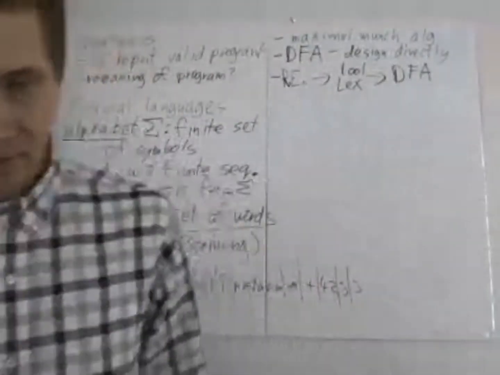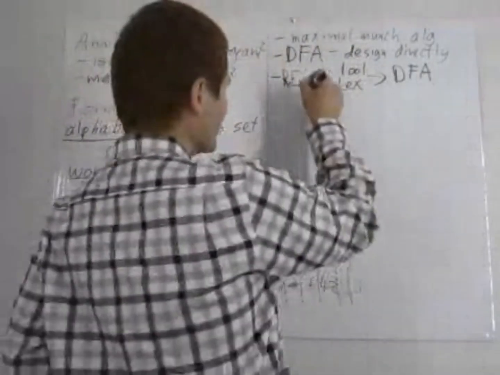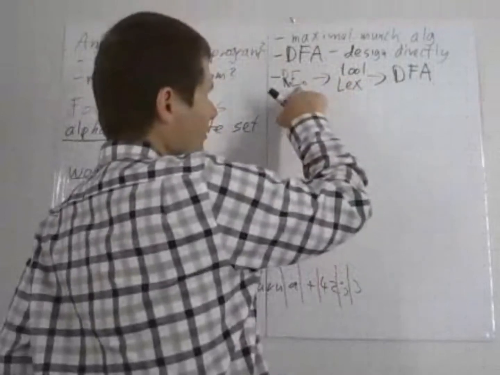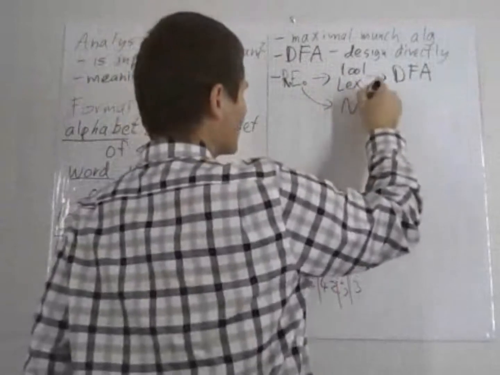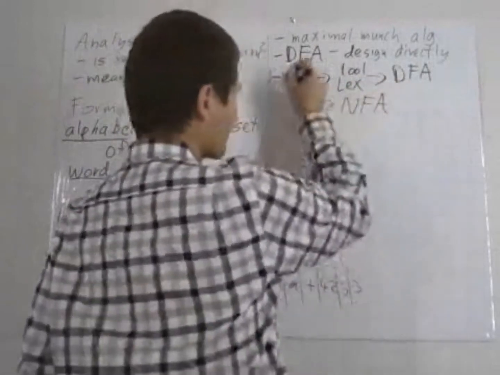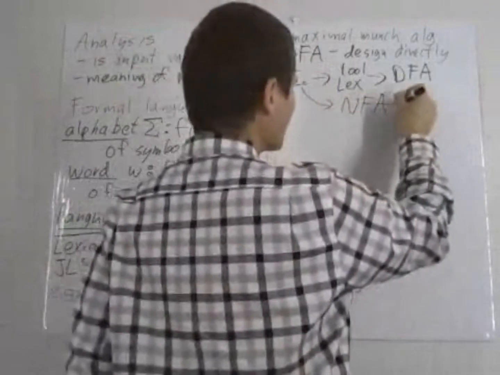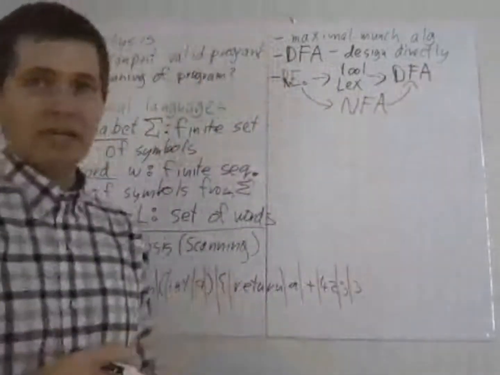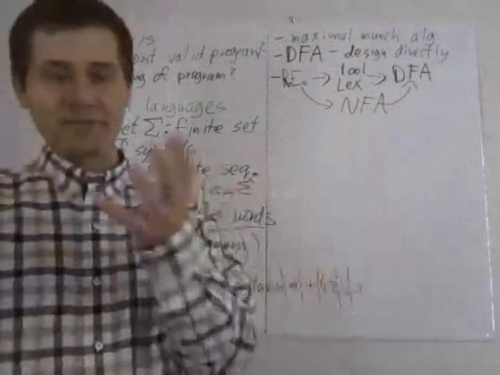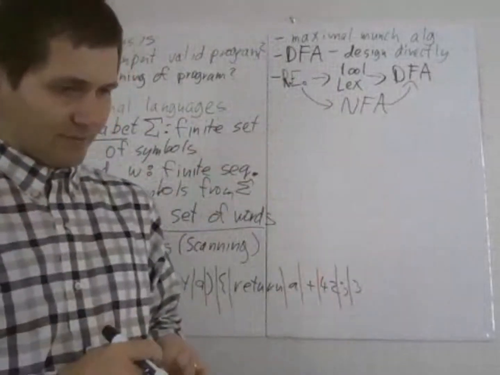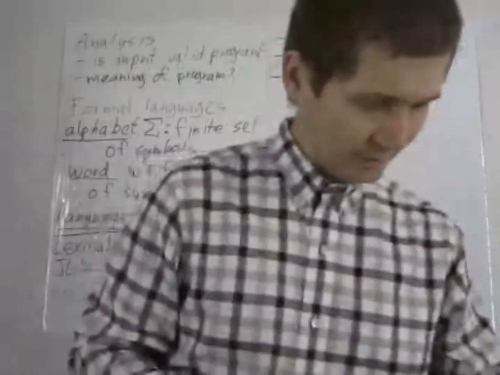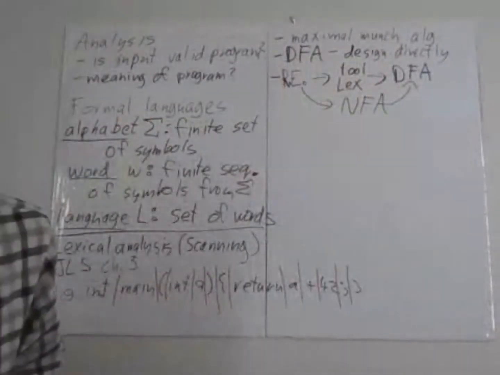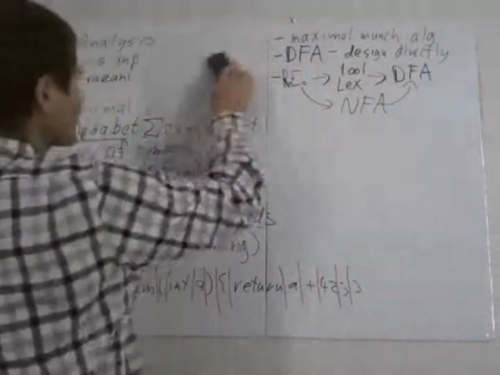Okay, so how do we build this LEX? So I say we're going from a regular expression to a DFA, but actually we're going to go in 2 steps. We're going to go from a regular expression to a non-deterministic finite automaton, and then from the NFA to the DFA. Okay, so there's going to be 2 steps, so we'll look at the first step first. All right, so I'm going to erase this off.